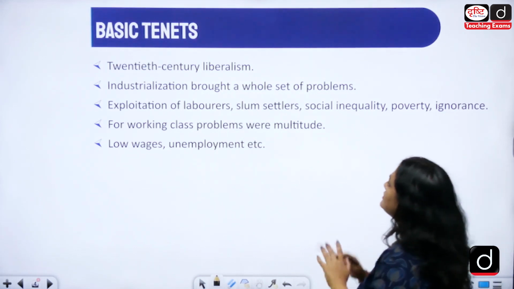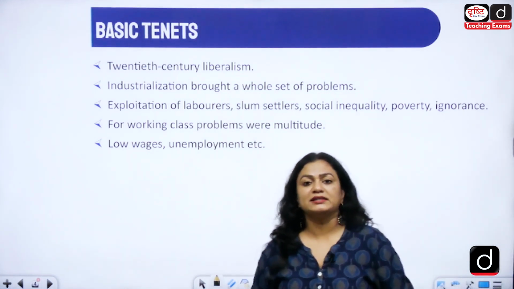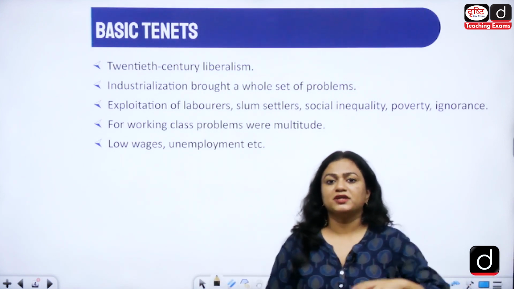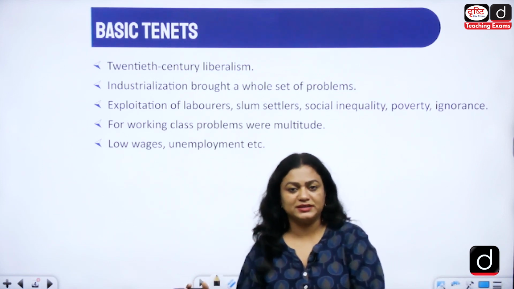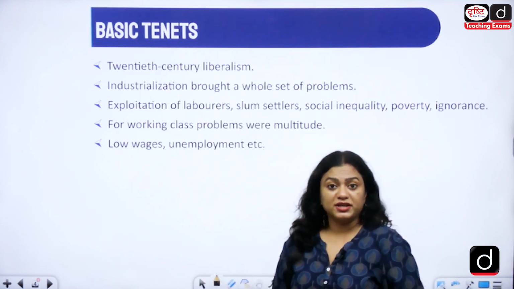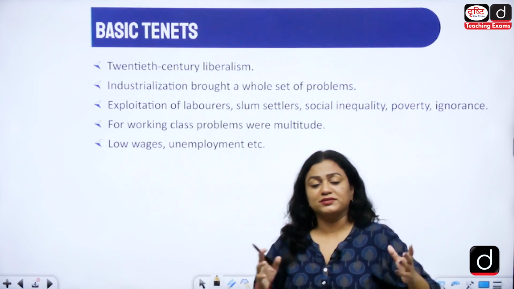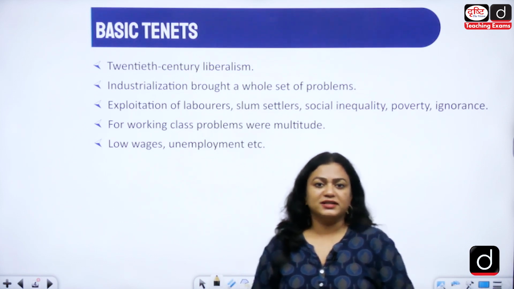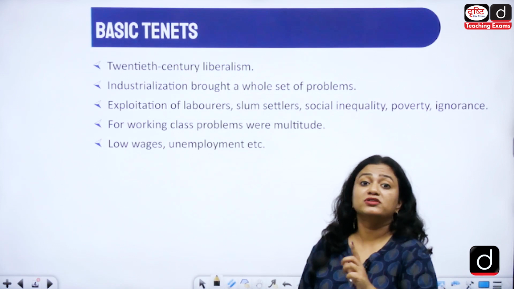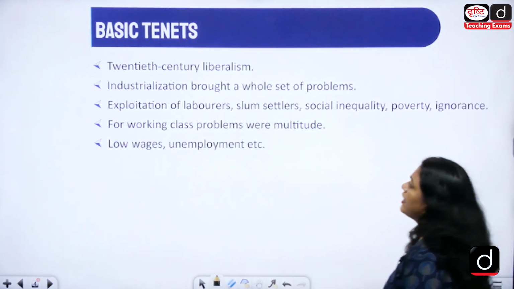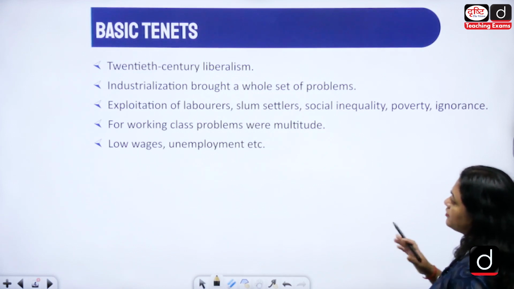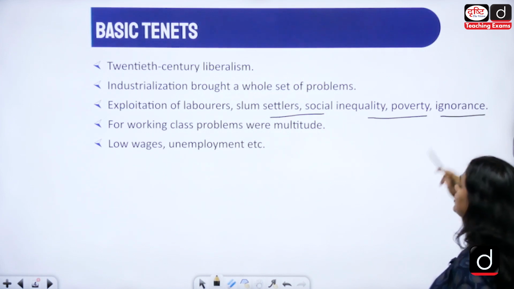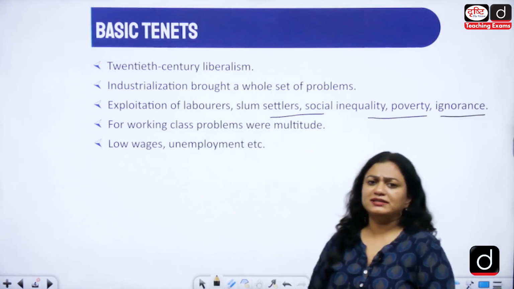Industrialization brought a whole set of problems. It means rapid industrialization, then the transition of people from rural centers to urban centers, then new technological advancements and so many new problems. It has its own pros and cons. But yes, rapid industrialization brought a set of problems, especially for the working class population. Exploitation of laborers was quite high. Then there were slum settlers, social inequality, poverty, ignorance, disease, all these things.